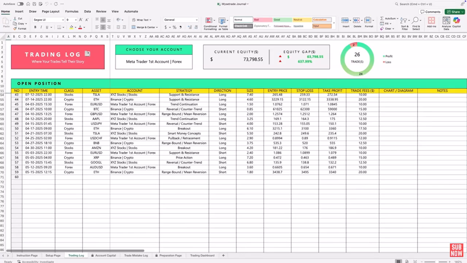This is the trading log tab and is where you do all your journaling. These aren't actual trades we took. We just pre-filled this one so that you can get an overall idea of how it all works. First, we add the date and time. Click the drop down and select stock. Now for the asset section, we need to jump to the setup page, so click it at the bottom here.